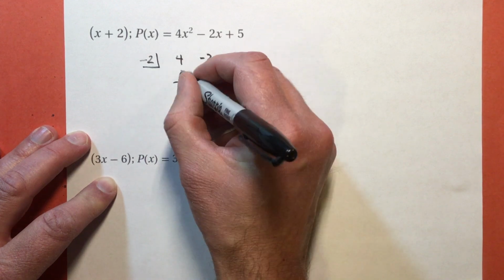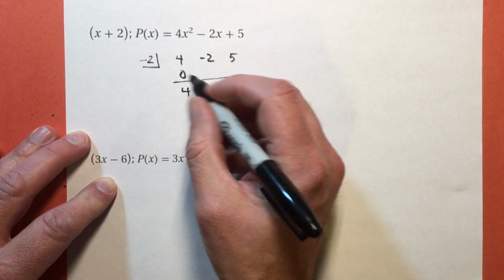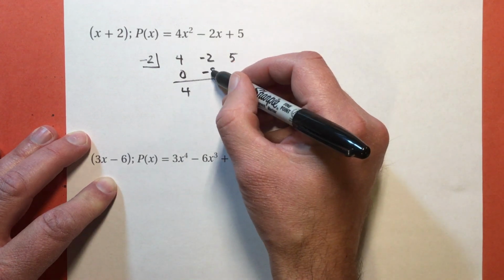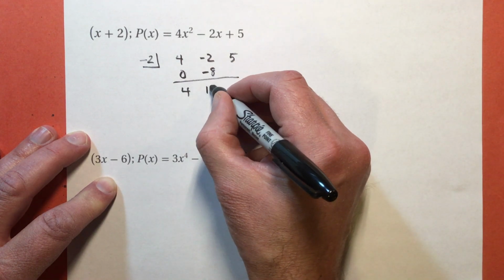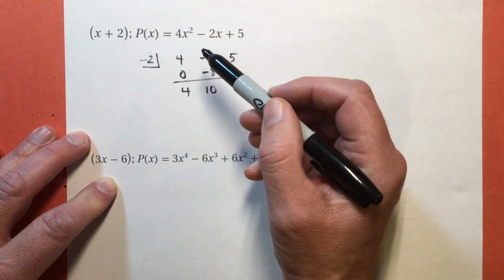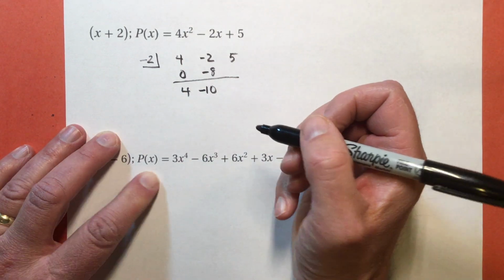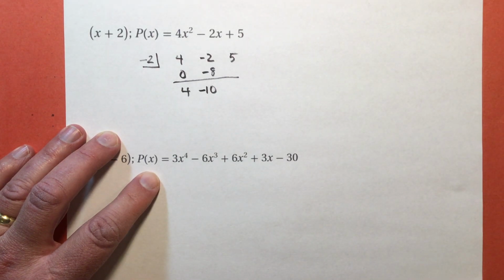Putting my 0 down, starting to get ahead of myself. Negative 2 times 4 is negative 8. Negative 2 plus negative 8 is negative 10. Sorry, I catch myself. The only thing is that now it's being recorded.